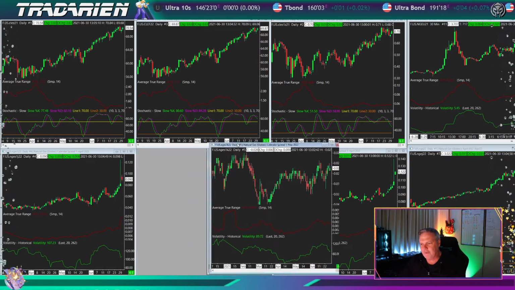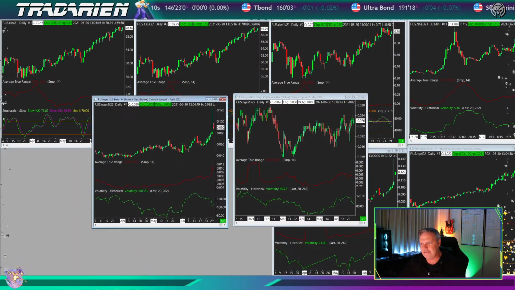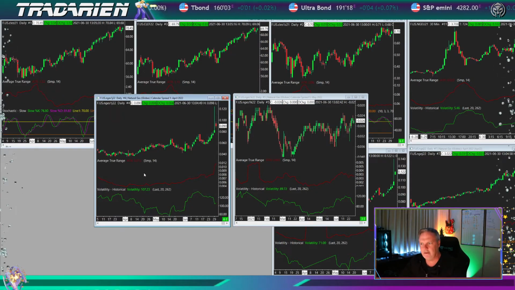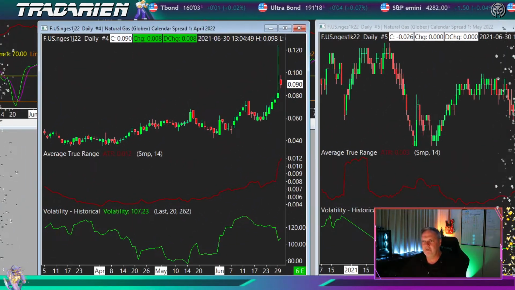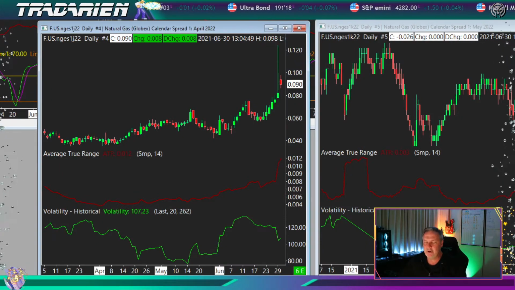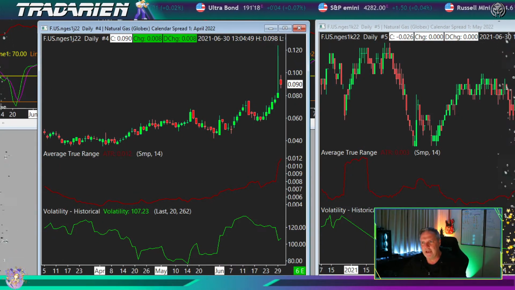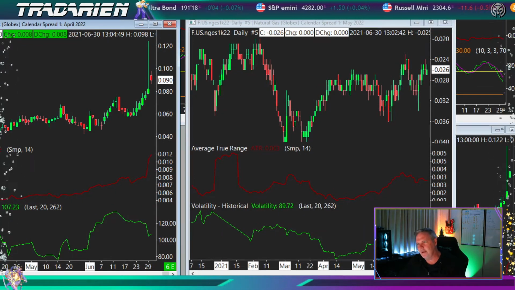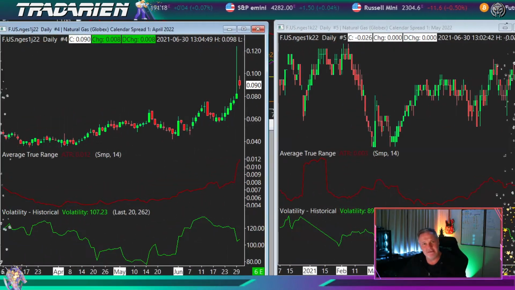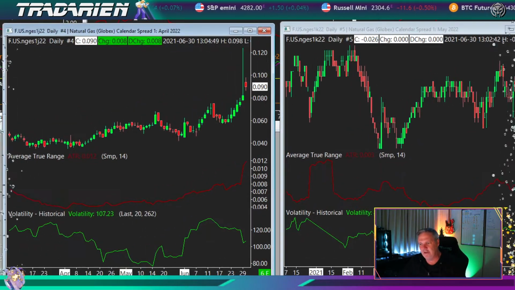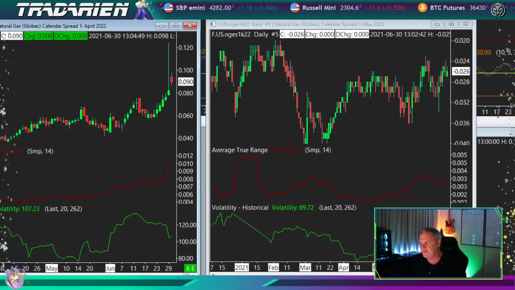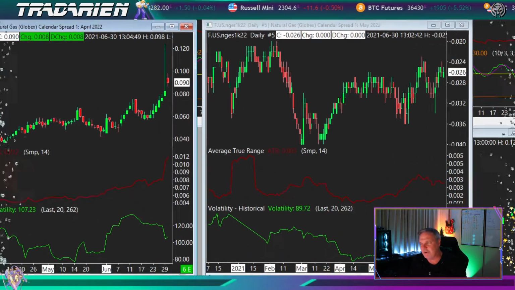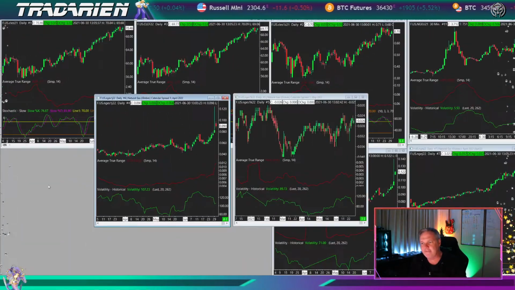Now, that butterfly, as I said, is a spread of two spreads. So here, let me zoom in again. On the left side, the first spread, if you like, we've got the April-May spread, and on the other one, we've got the May-June spread. Now, they look really different, don't they? I've got the average true range for them here. The volatility is 4 times the amount on the front spread as it is on the back spread. And there's a reason for that.